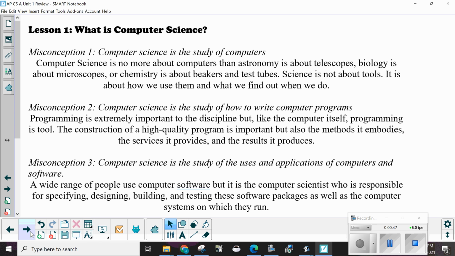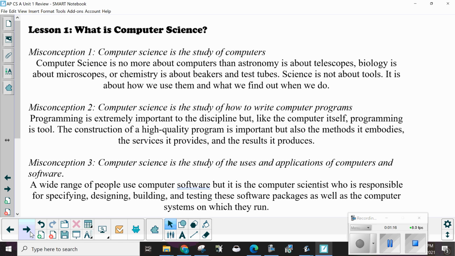Now, what is computer science? Well, a misconception is that computer science is the study of computers. Computer science is no more about computers than astronomy is about telescopes, biology is about microscopes, or chemistry is about beakers and test tubes. Science is not about the tools. It is about how we use them and what we find out when we do.